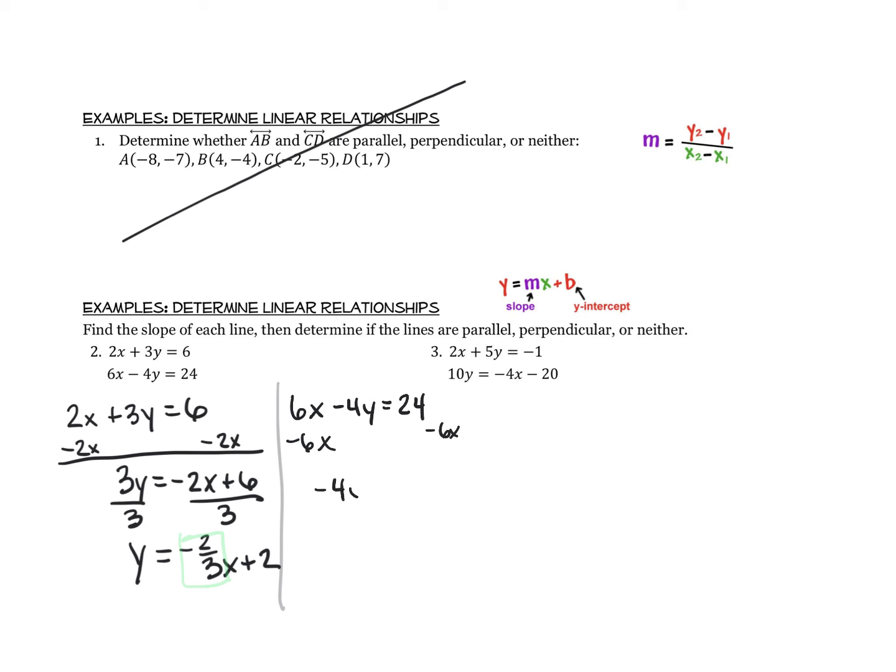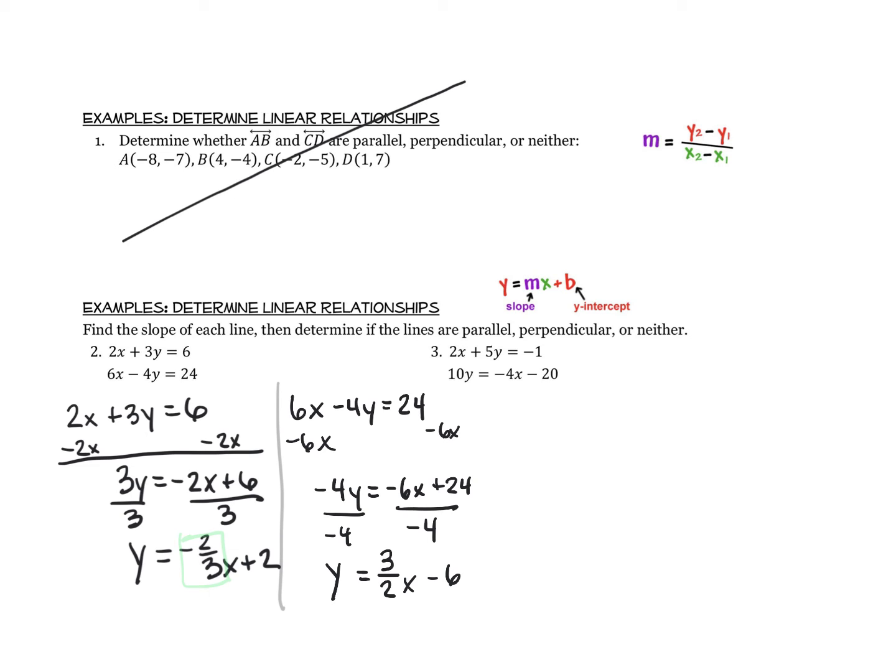That leaves me with negative 4y equals negative 6x plus 24. Okay, and then the next thing I want to do is divide by negative 4 on both sides. Always leave your numbers as a fraction if they don't divide evenly. So negative 6 divided by negative 4 doesn't divide evenly, so we simplify the fraction and write it as a fraction. A negative divided by a negative gives me a positive. 6 over 4 simplifies to 3/2 x. And then 24 divided by negative 4 is minus 6.